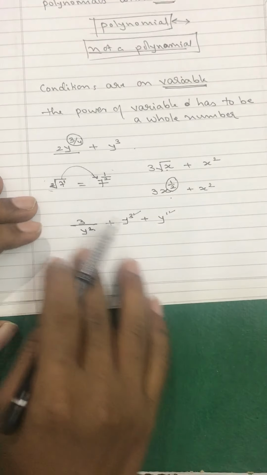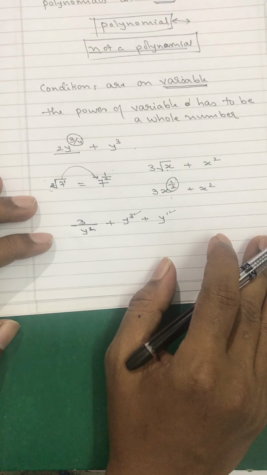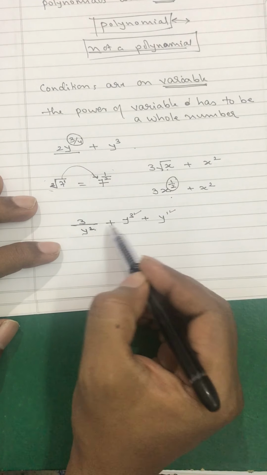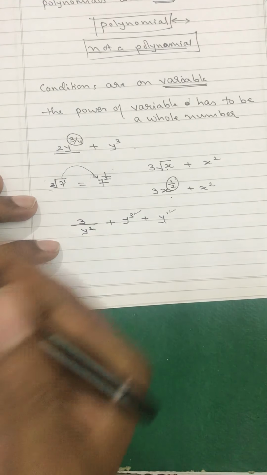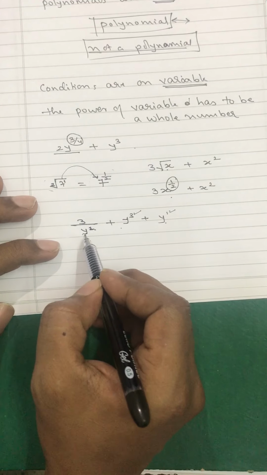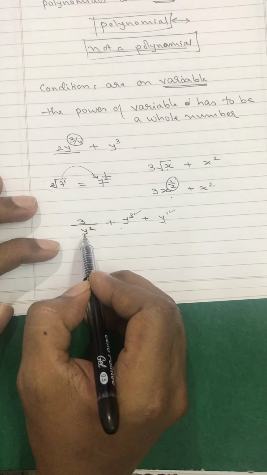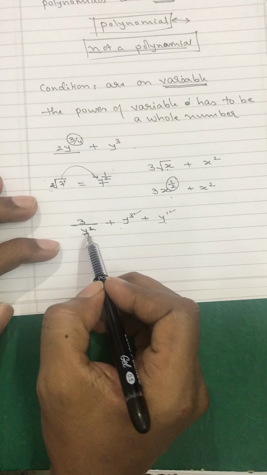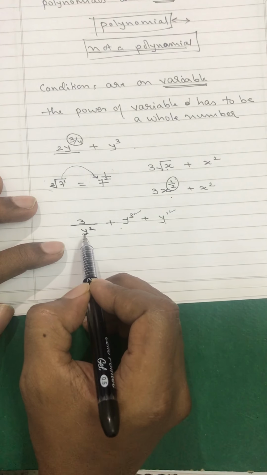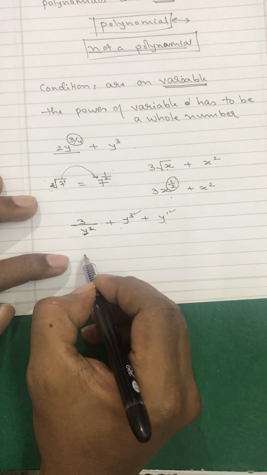You have to first bring them to the standard form. Standard form means all the variables have to be in the numerator. So here the variable is in the denominator, which is not acceptable. You will have to first shift this variable to the numerator. So this will become what?